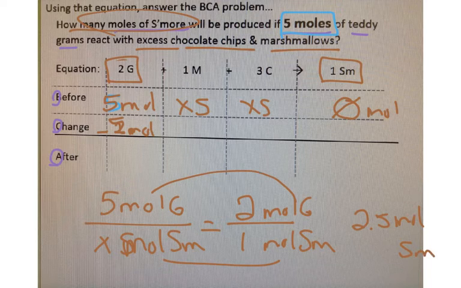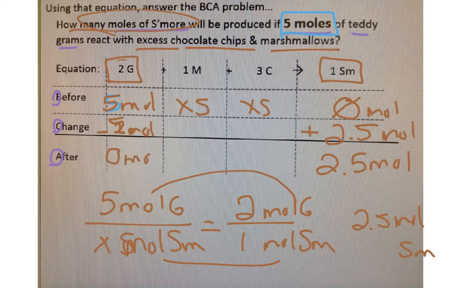I know that because this is positive and products are always positive, I can create from the 5 moles of graham crackers 2.5 moles of s'mores. So now adding this column up, I've got 0 plus 2.5, so my total after is going to be 2.5 moles. Now under this gram, I have 5 moles, and I used 5 moles. It's negative because it's on the reactant side. I know I'm going to have 0 moles left because 5 minus 5 is 0.